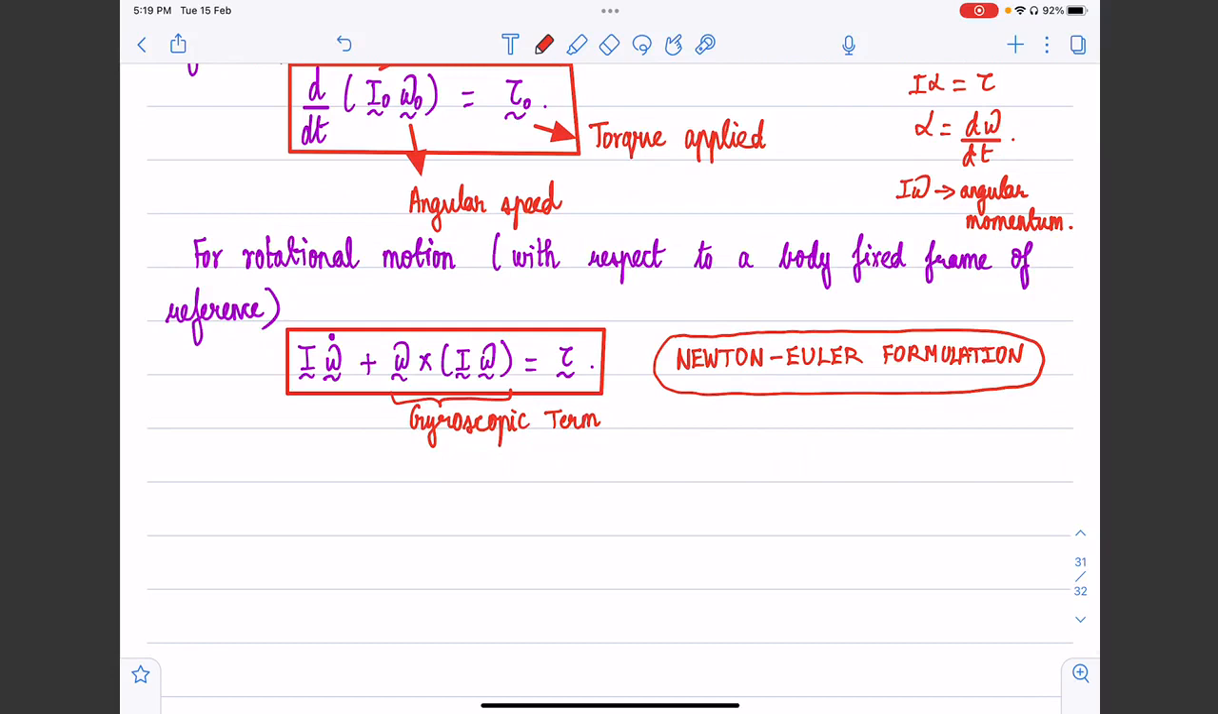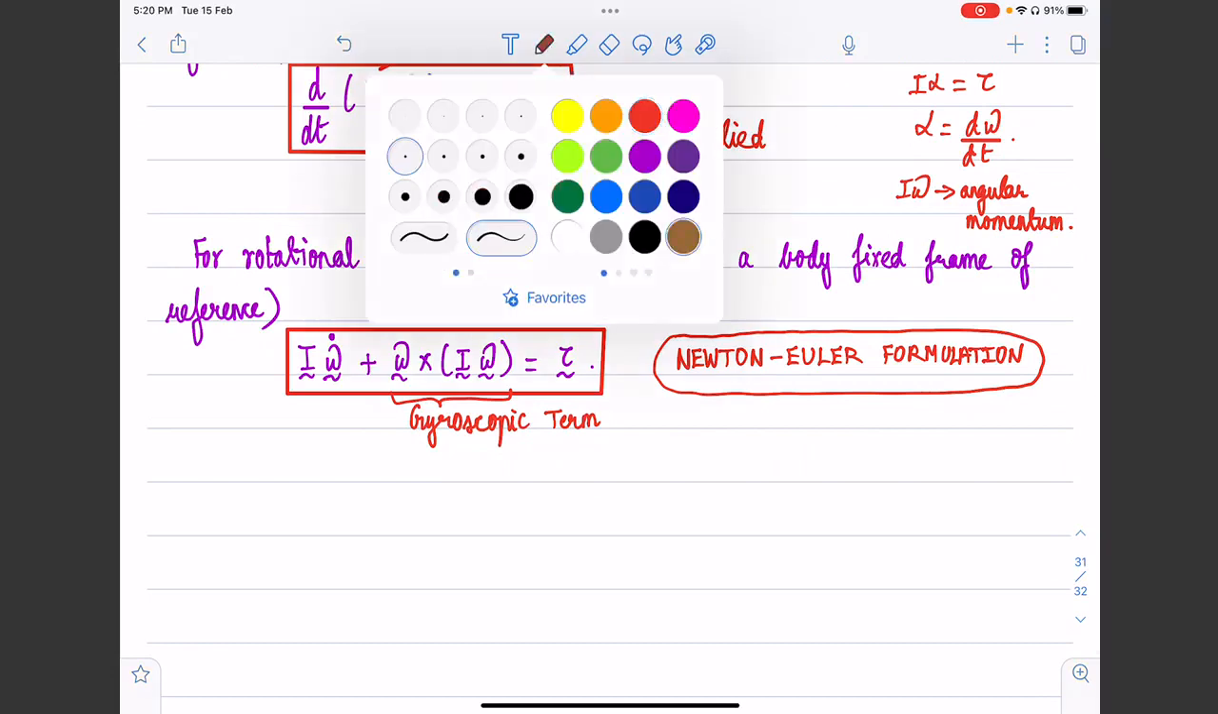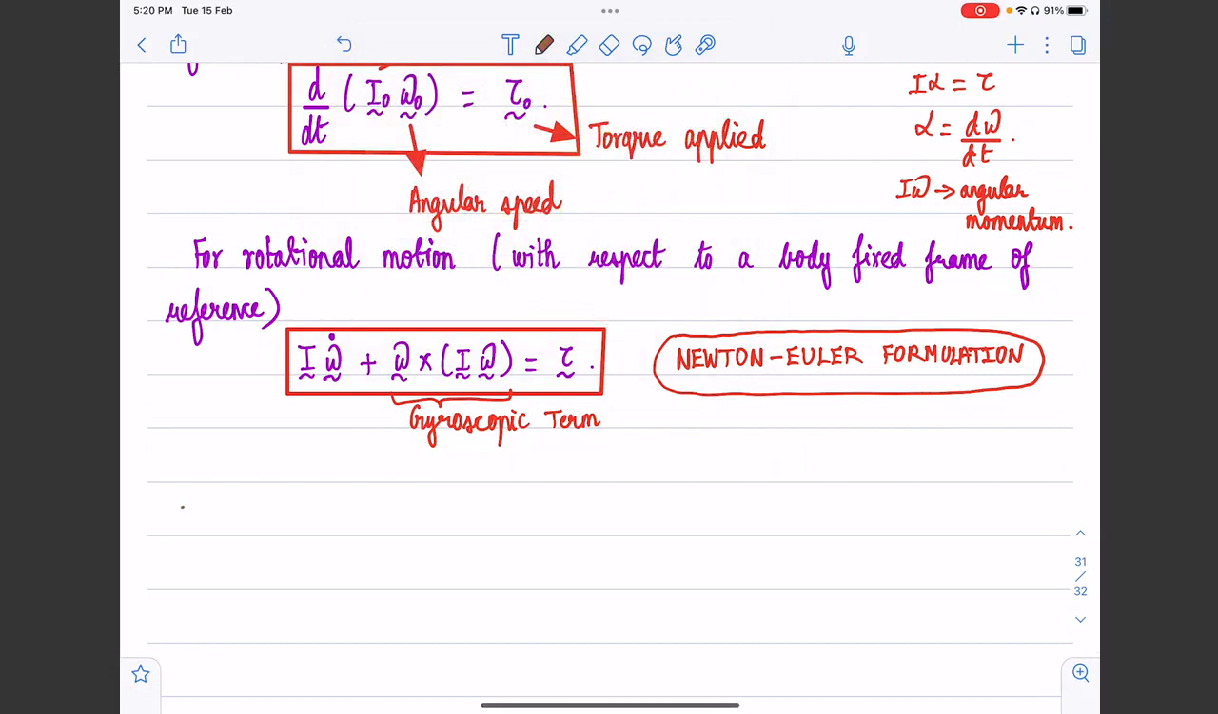In the Newton-Euler formulation, what we do is consider the forces and torques acting on the body, and we relate them to the various kinematical quantities such as accelerations and velocities. That's what we do in Newton-Euler formulation. All right, so now let me also present what is called the Euler-Lagrange formulation, which is an alternative. Once we learn this, we will do an example also.